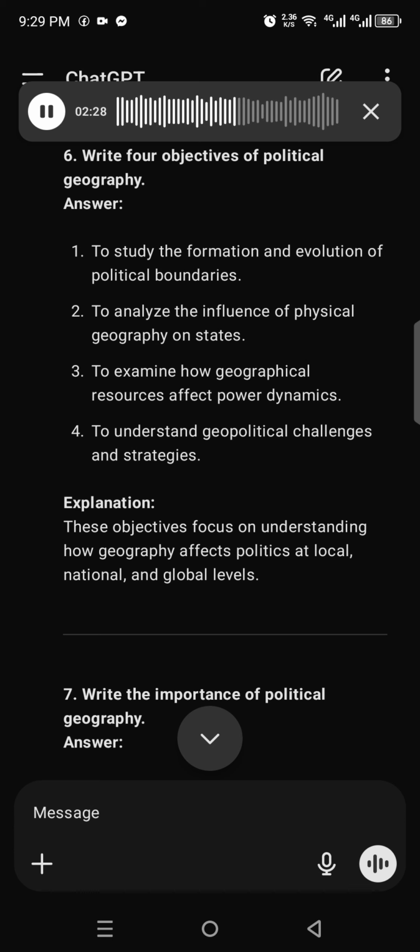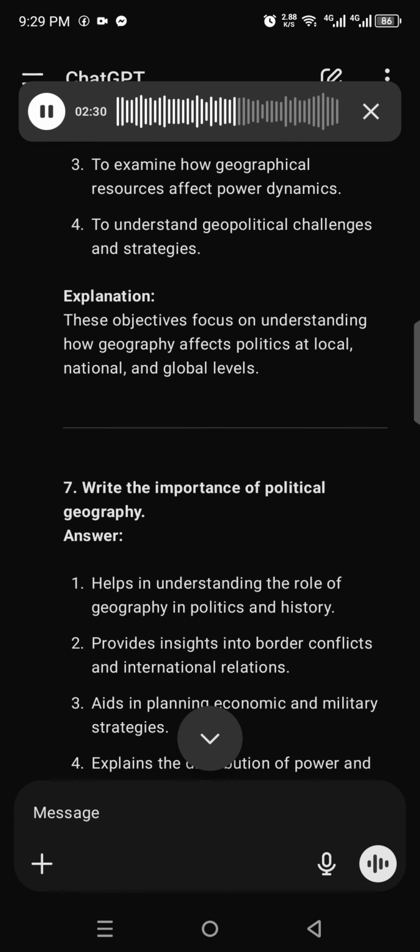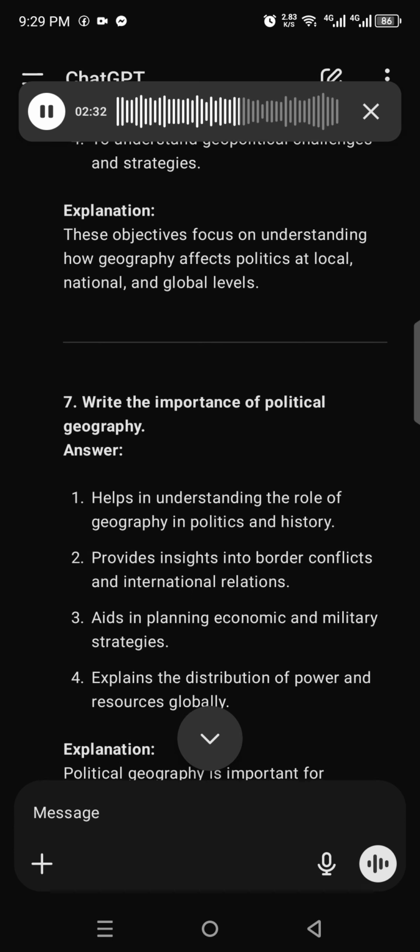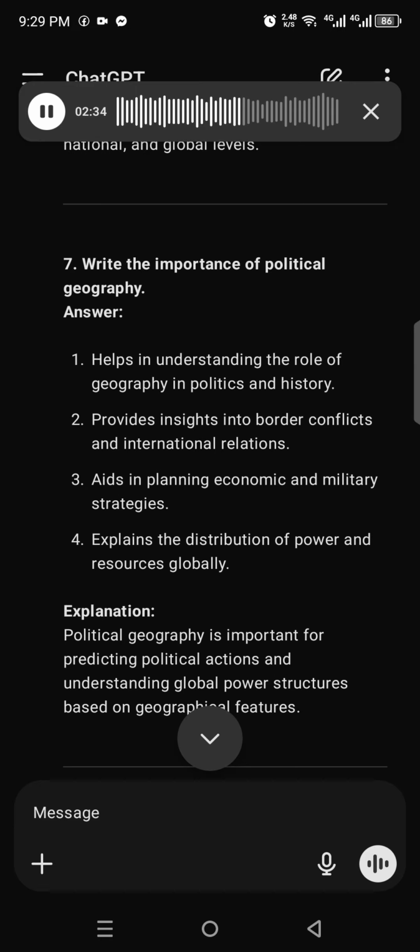7. Write the importance of political geography. Answer. 1. Helps in understanding the role of geography in politics and history. 2. Provides insights into border conflicts and international relations. 3. Aids in planning economic and military strategies. 4. Explains the distribution of power and resources globally. Explanation. Political geography is important for predicting political actions and understanding global power structures based on geographical features.